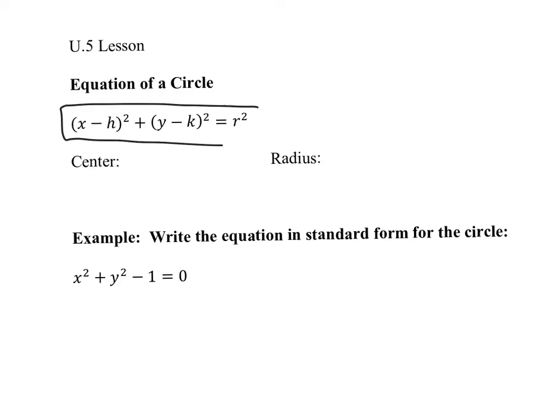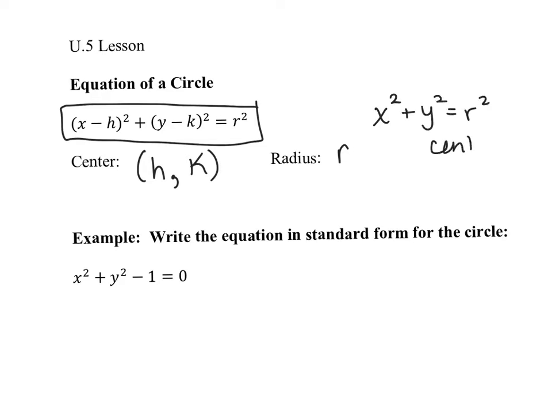So here is the equation of your circle. The center is your h and your k value. So the center of this circle would be h comma k. And the radius is, you take the square root of that r squared, and so the radius is r. If you see x squared plus y squared equals r squared, what this means is it's centered at the origin, which is 0, 0.